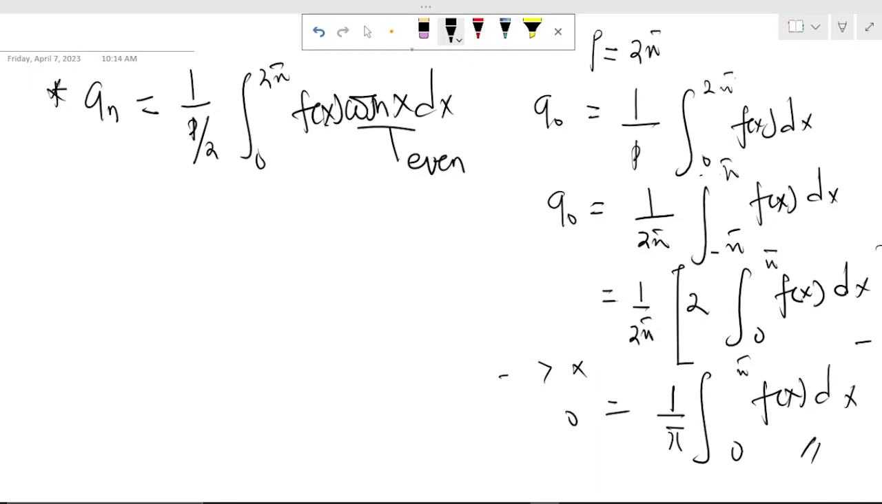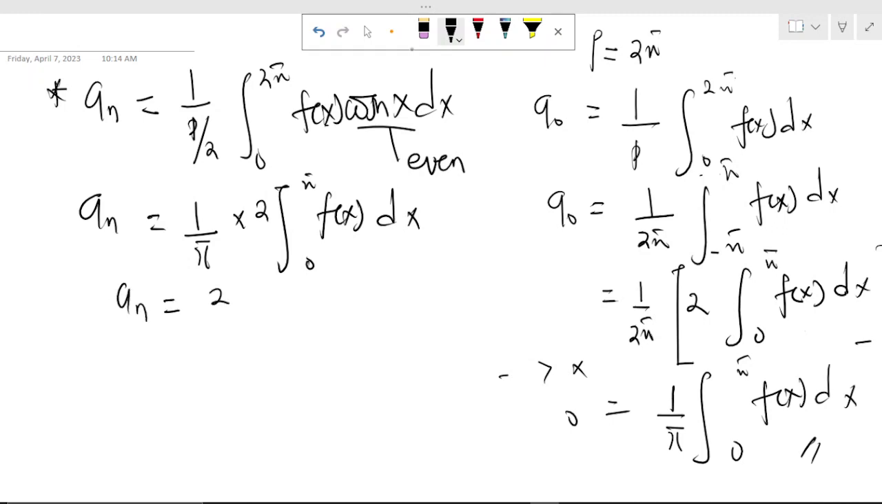And like we did here, we have 1 over pi. But let's check properly. 1 over the period over 2. What's our period? 2 pi. That's 1 over pi, times 2 of the area on the positive axis, like I explained earlier, 0 to pi of f of x cos nx dx. So from here, our an is equal to 2 over pi, from 0 to pi of f of x cos nx dx.